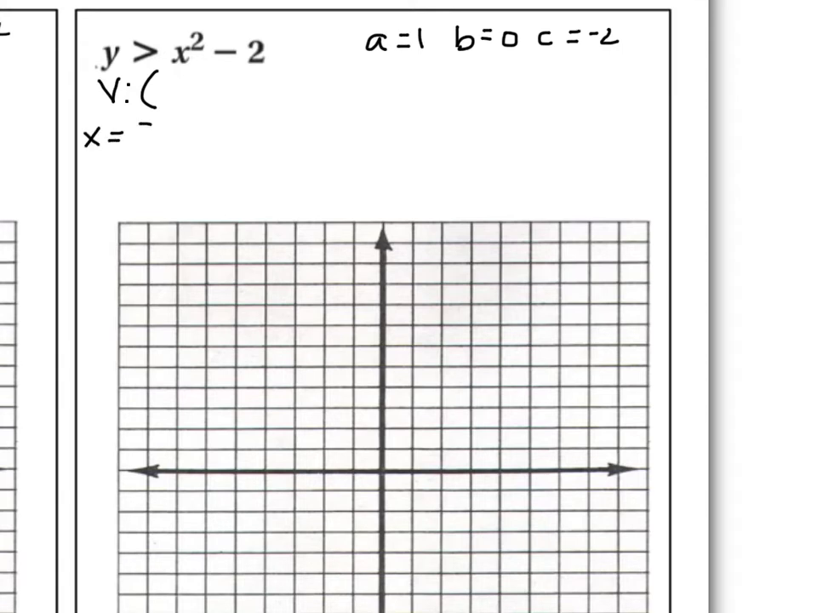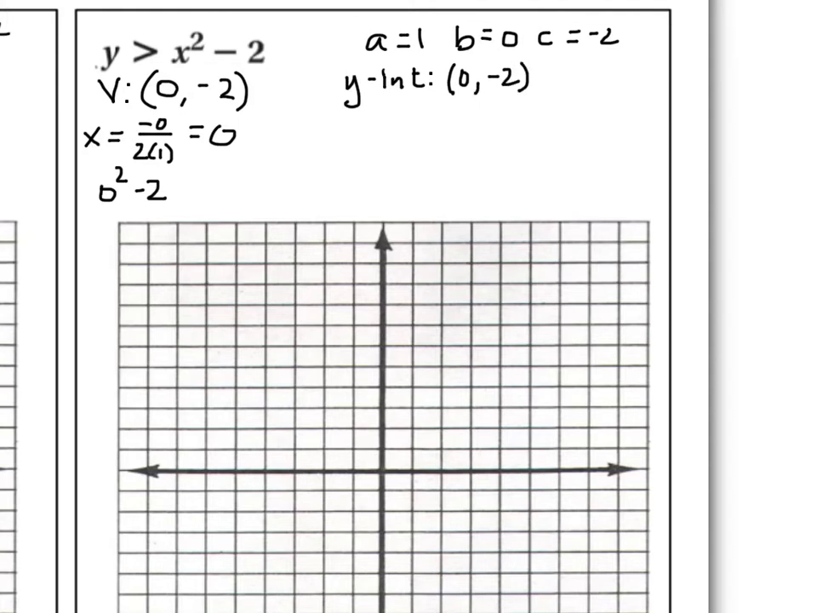so the opposite of 0, which is just 0, over 2 times 1, this is just going to be 0. So the x value of the vertex is 0. If I plug 0 in, I get 0 squared minus 2. 0 squared is 0, so I end up with -2. Now, the y-intercept happens to be the ordered pair 0 and C, which is -2, but you'll notice that your y-intercept and your vertex are exactly the same.